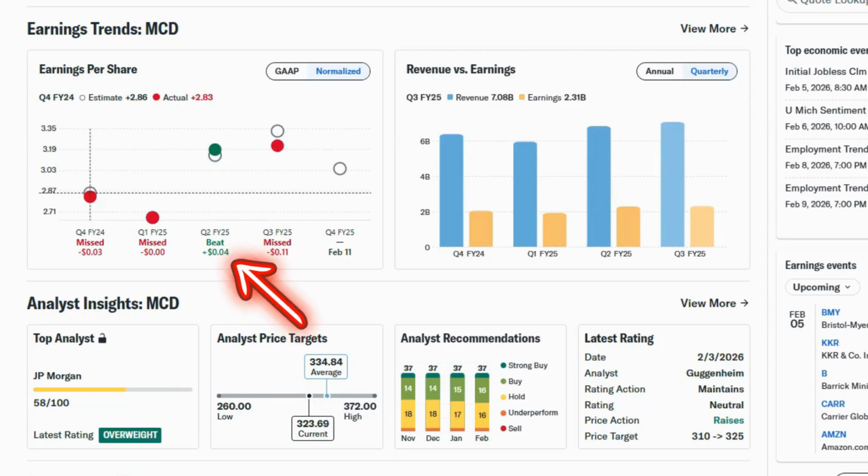For example, here we can see that in Q2 fiscal year 2025, McDonald's beat estimates by about 4 cents. In other quarters, like Q1 and Q3, the company missed expectations slightly. This matters because earnings surprises often move stock prices, especially short-term. On the far right, we see the upcoming quarter estimate, which is shown as a projected value rather than an actual result. This tells investors what the market is currently expecting for the next earnings report.